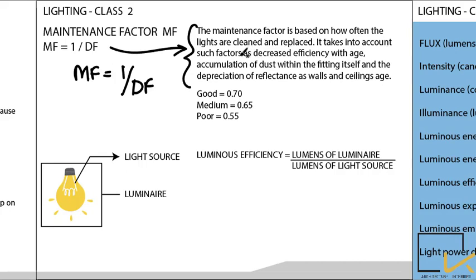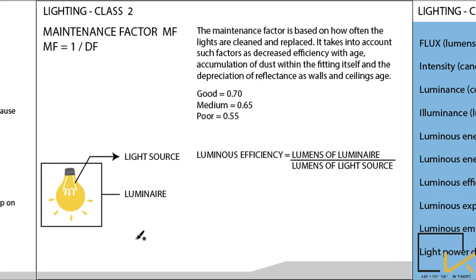It takes into account such factors as decreased efficiency with age, accumulation of dust within the fitting itself, and depreciation of reflectance as walls and ceilings age. So all these factors directly affect maintenance factor. So if MF is 0.7, it is a good light fitting. If it is 0.65, it is medium, and if it is 0.55, it is in poor condition.